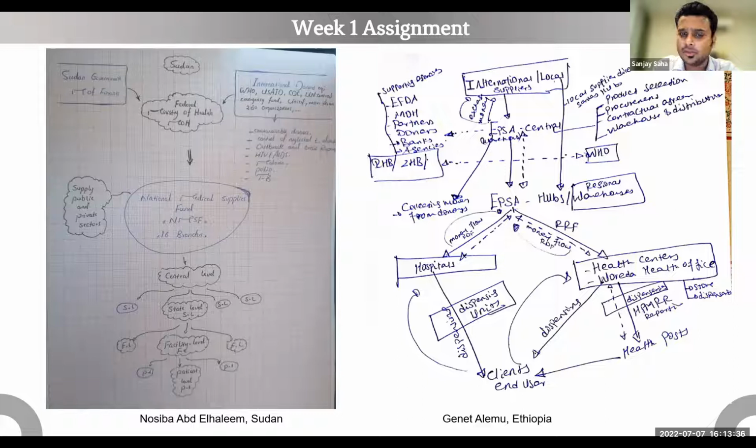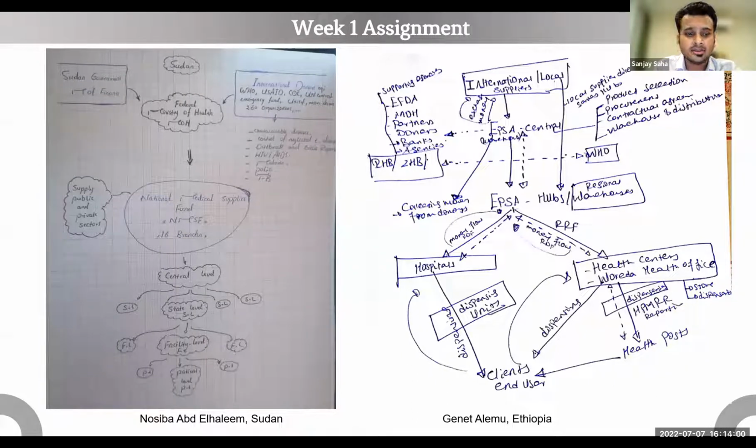Again, in Ethiopia, it's a revolving drug fund. It's the same structure as Sudan. Patients pay for it, and then it's accumulated at a central level, and IPSA then uses that money to purchase the products once again, and then redistribute them to the hubs and so on and so forth in the supply chain. So these two countries are very similar.